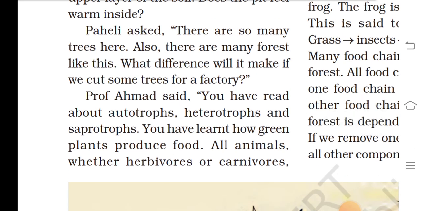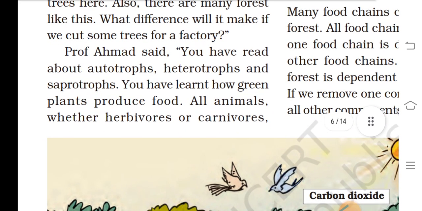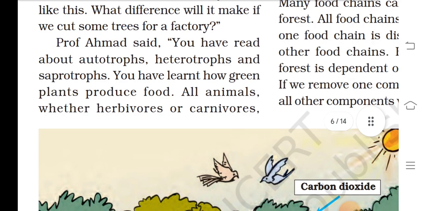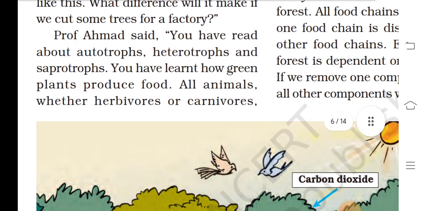Paheli asked, there are so many trees here. Also, there are many forests like this. What difference will it make if we cut some trees for a factory? Prof. Ahmed said, you have read about autotrophs, heterotrophs, and saprotrophs.